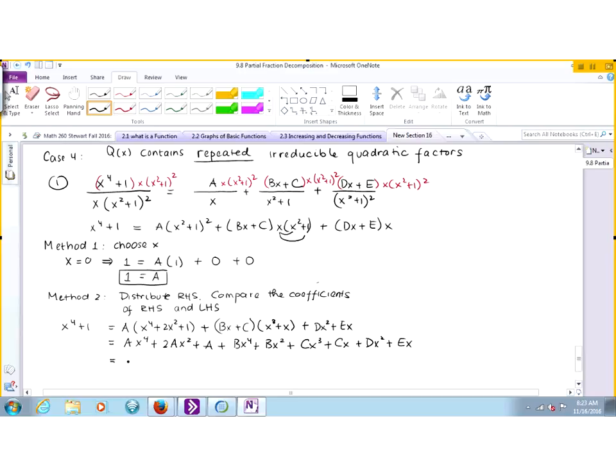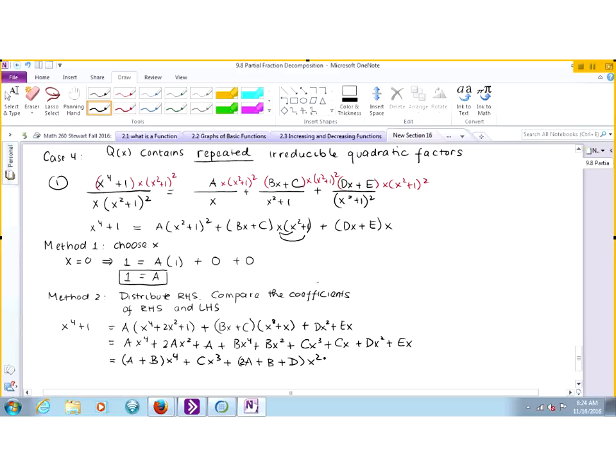Alright, now we're going to collect like terms. X to the 4th. Do I have x to the 4th? Yes. Which one? Only a and b. A plus b. Do we have x cubed? Just c? Yes, so cx cubed. Do we have x squared? What is it? 2a plus b plus d.